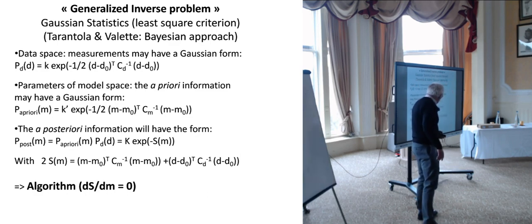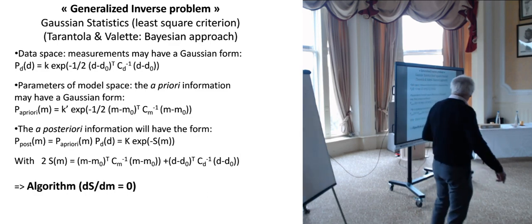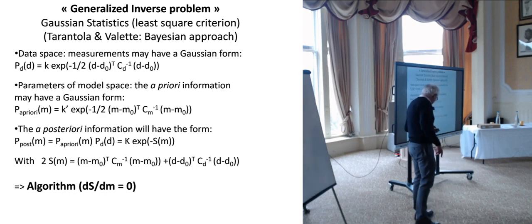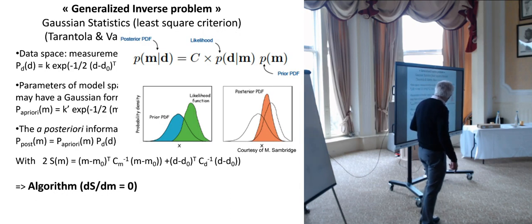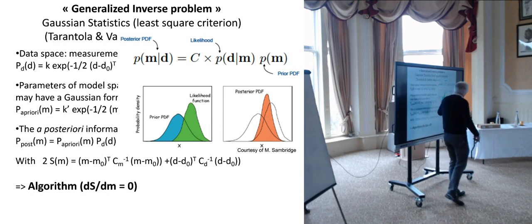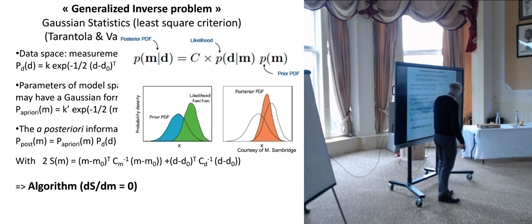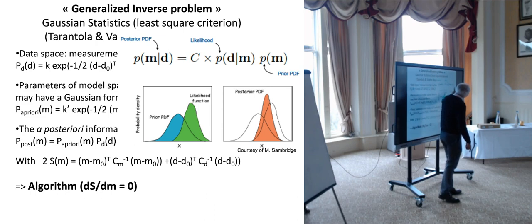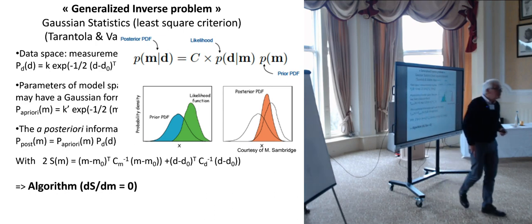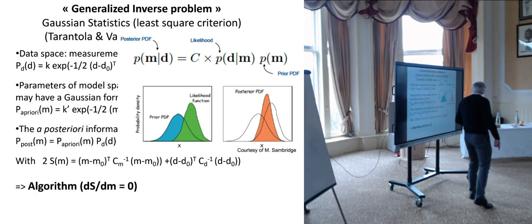So we have to derive the algorithm. It is for the simplest case, ds over dm equal to 0. To illustrate this part, I show this figure of Malcolm Sambridge, which is the Bayes theorem, where you have the prior probability distribution function, the likelihood function, which is related to this part of the probability, and the posterior is the product of both, and you find the posterior probability distribution function.